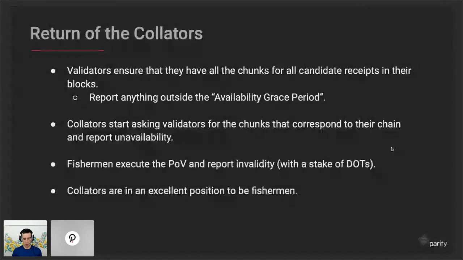Once everybody is happy that they have their chunks, the collators are going to start asking for them. They're going to ask for the chunks that correspond to their chain. And if they can't get enough of those chunks to reconstruct the block, then they're going to report that it's unavailable. This is the fun part, and this is why the erasure coding is important. Imagine a malicious collator, sitting around and waiting to make their block. They make their block, give it to the validators, and then go offline. Unplug, drop off, gone.